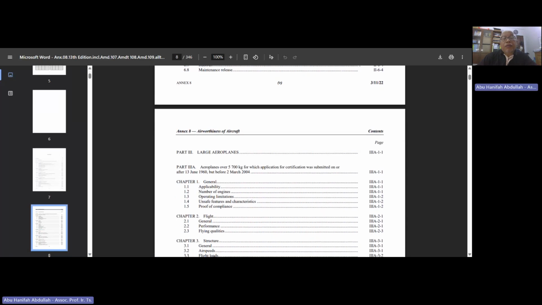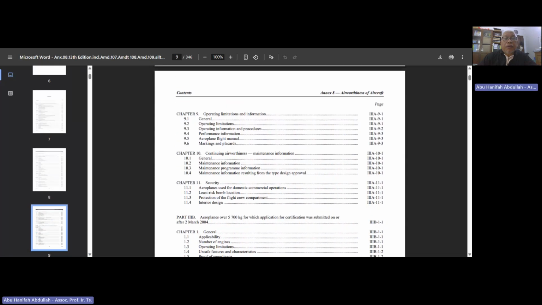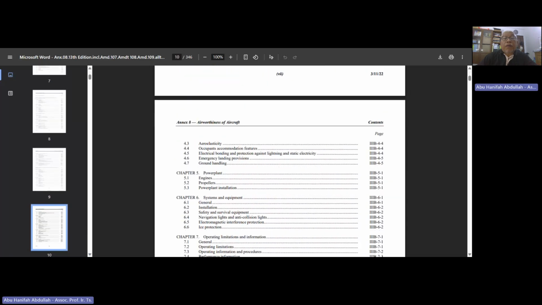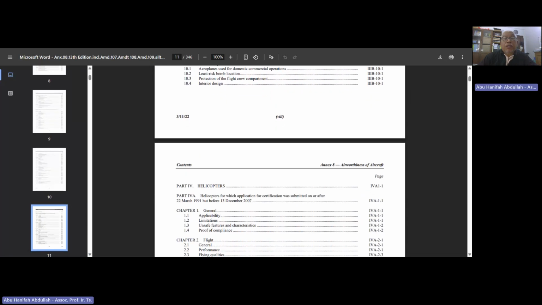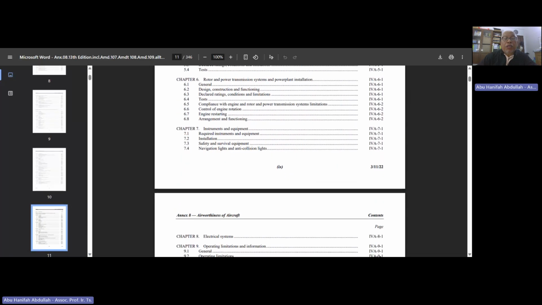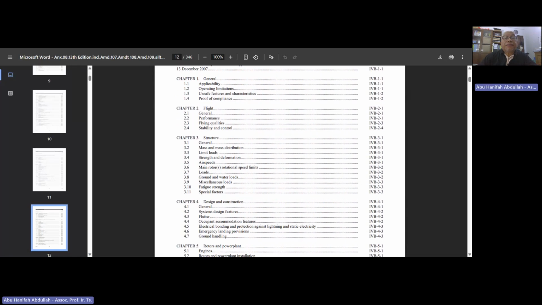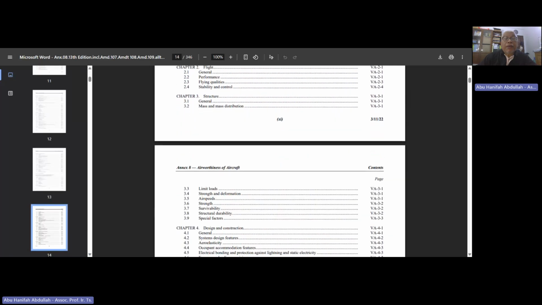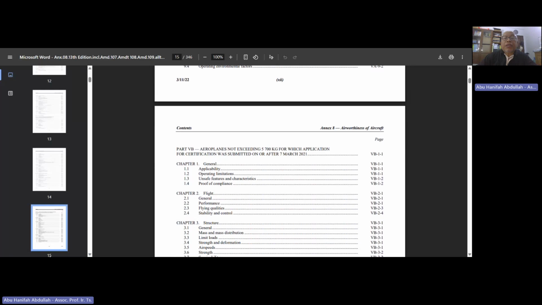This is the aircraft airworthiness standards. Part 3 is large aeroplane, and also part 3B, large aeroplane, which was certified in a later year. And part 4 is helicopters, part 4A, part 4B, also helicopters. Part 5 is small aeroplane, part 5A, part 5B, depending on the date the certification begins.